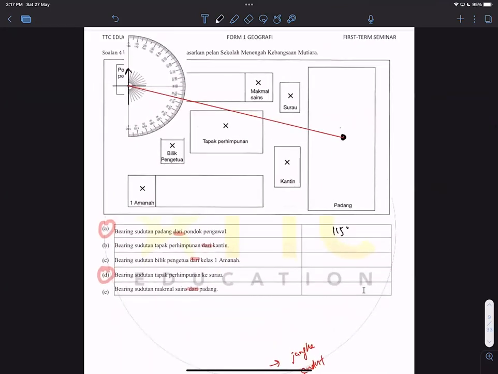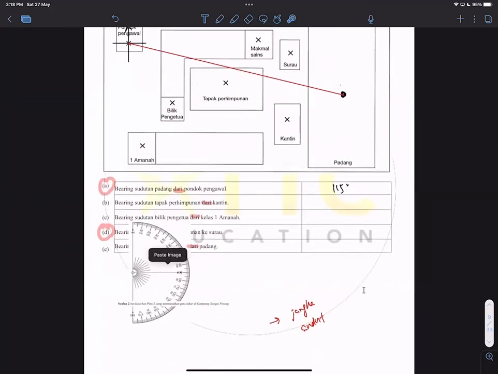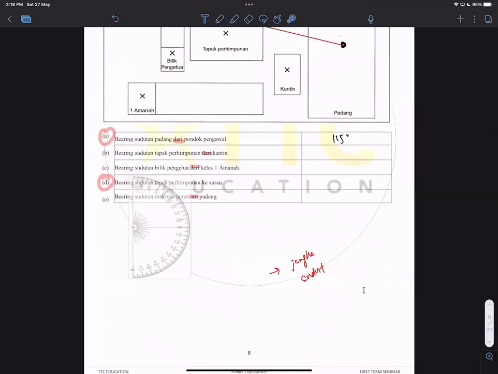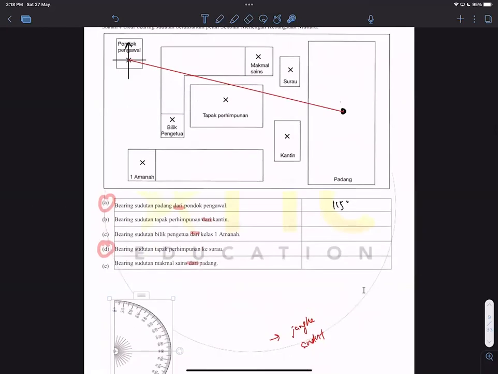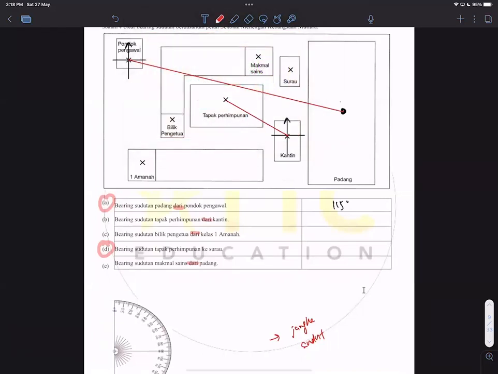So let's say B. Okay, bearing sudut tapak perhimpunan. Tapak perhimpunan is here, dari kantin. So that's why we try to place the arah mata angin, the cross. Let me copy into the canteen, right? So canteen is here. So put the cross here in canteen. And then we have to link to the tapak perhimpunan. Tapak perhimpunan is here. So from titik rujukan, link to the tapak perhimpunan.